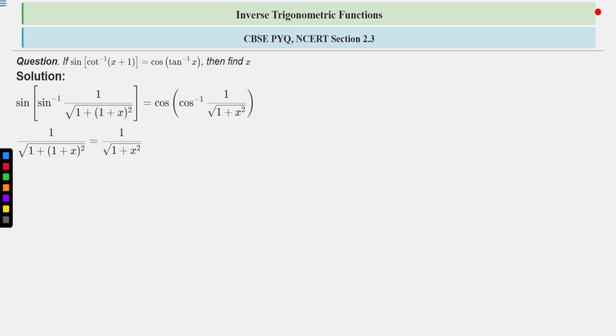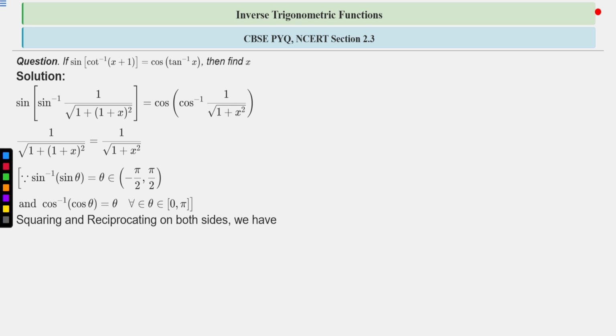So we can write it as 1 upon root over 1 plus (1 plus x) whole square is equal to 1 upon root over 1 plus x square, right? Because we know that sine of sine inverse theta is equal to theta, and cos of cos inverse phi is equal to phi. Since we know that sine inverse sine theta is equal to theta when theta belongs to minus pi by 2 to pi by 2. Got it? And cos inverse cos theta will be equal to theta for all theta belongs to 0 to pi.